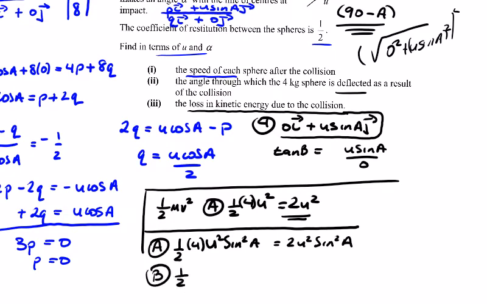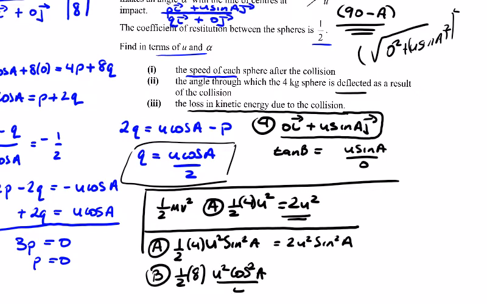B afterwards is a half times 8 times the speed squared. We have q in the i direction plus 0 in the j direction, so it's just q squared. That's 4 times u squared cos squared alpha over 4, and the 4s cancel, so it's just u squared cos squared alpha.